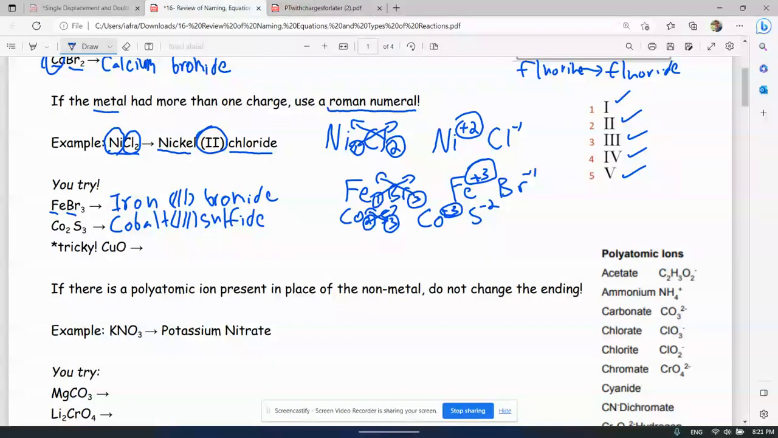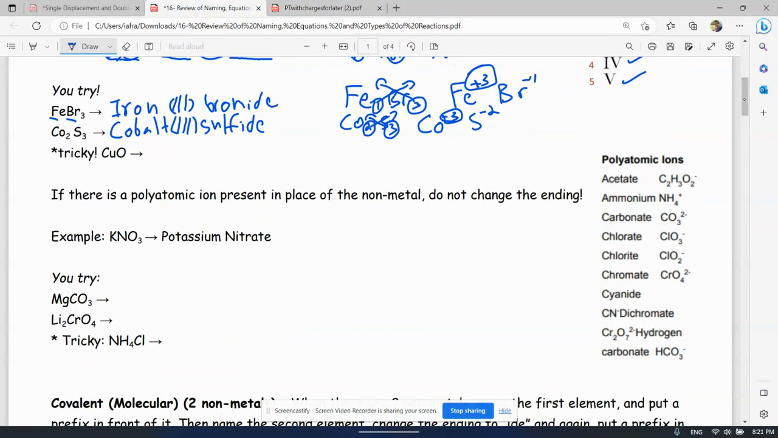Okay, and the last one we're going to try out here is CuO. So once again, we know that we have an ionic compound. We have copper as our metal. We know that copper can have more than one charge, so we'll put brackets there, and then oxide, because oxygen becomes oxide. So we have to figure out which copper we're dealing with. And this one's a bit tricky, so I'm going to show you to be very careful here.